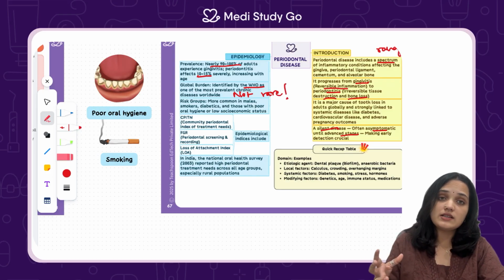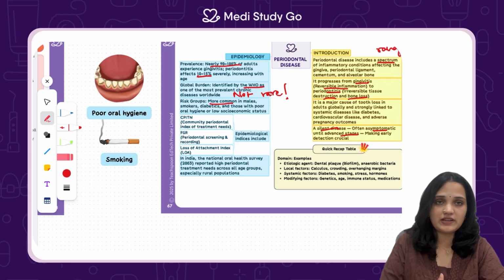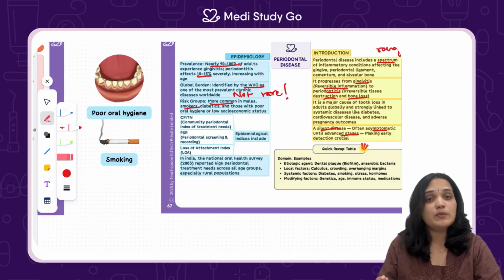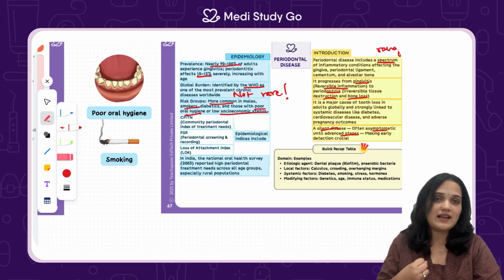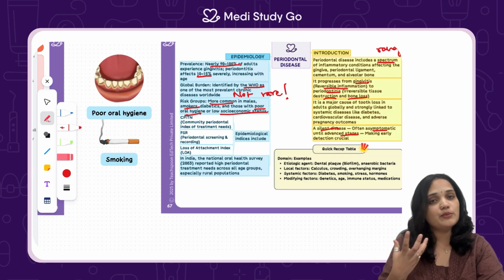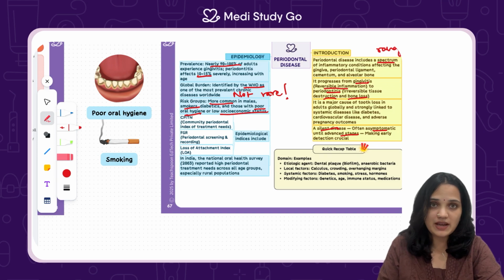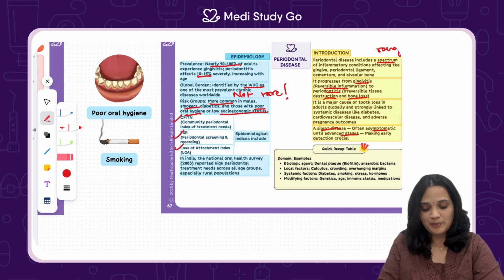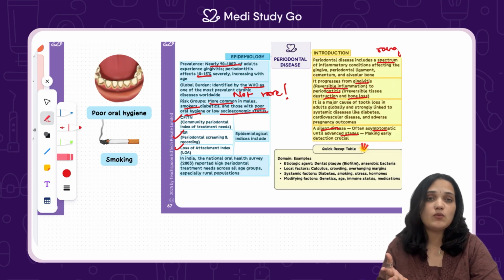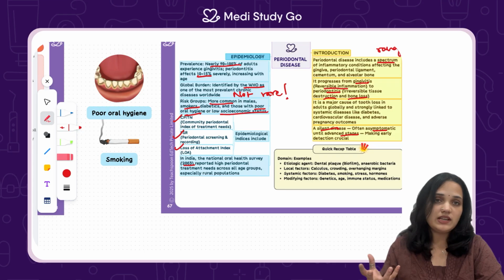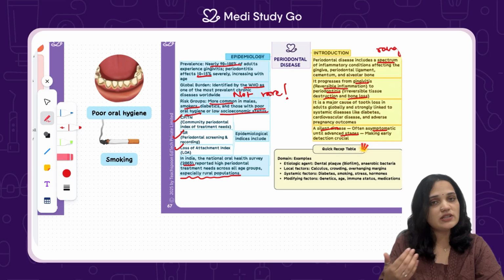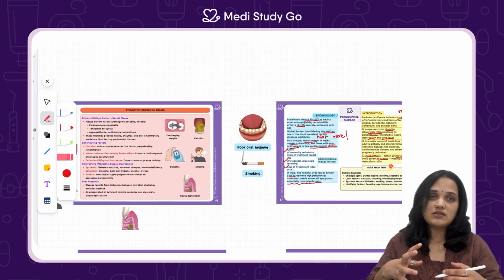And certain groups are more affected, like smokers and diabetic patients and people with poor oral hygiene or low access to dental care. And when we study this at a community level, we use indices like CPITN and PSR. Basically, they help us measure the disease and what the treatment needs are. And even in India, surveys have shown that periodontal treatment needs are very high, especially in the rural populations. So that's the big picture.